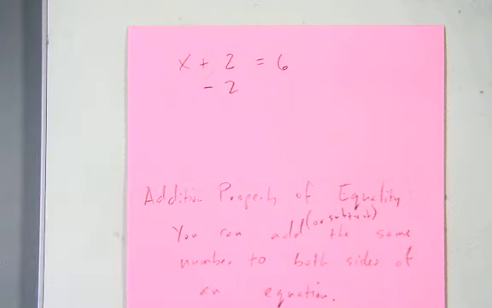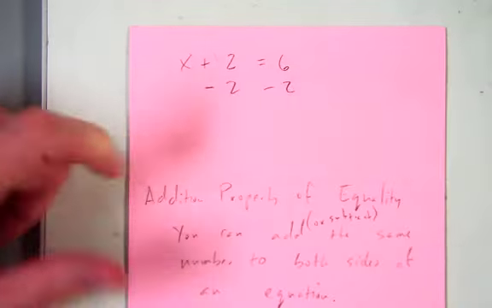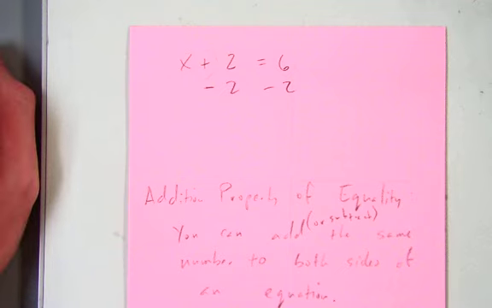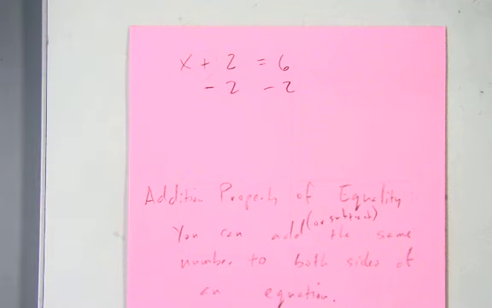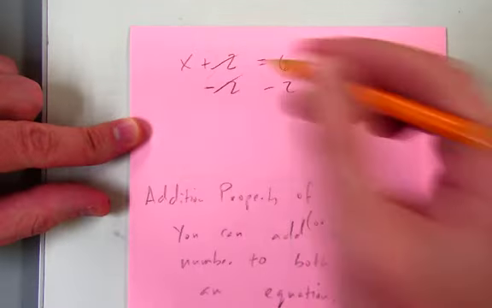That'll cancel those out. But the addition property of equality says I have to do the same thing to both sides of my equation. So I'm going to subtract 2 over here, and I need to subtract 2 over here as well to keep it balanced. Think of it like a scale. You've got to keep both sides of your scale the same. We're going to take 2 away from the left, we've got to take 2 away from the right as well. Okay, we can cross those off.